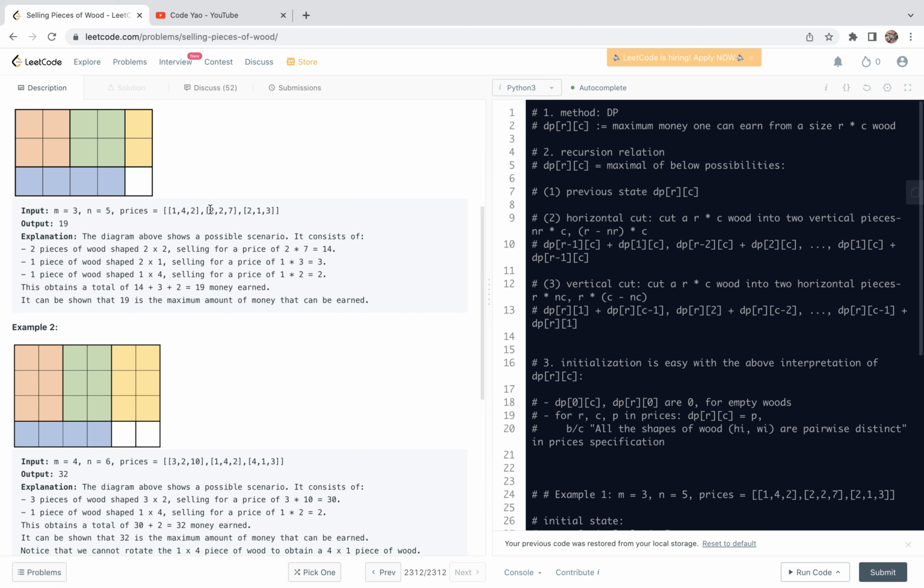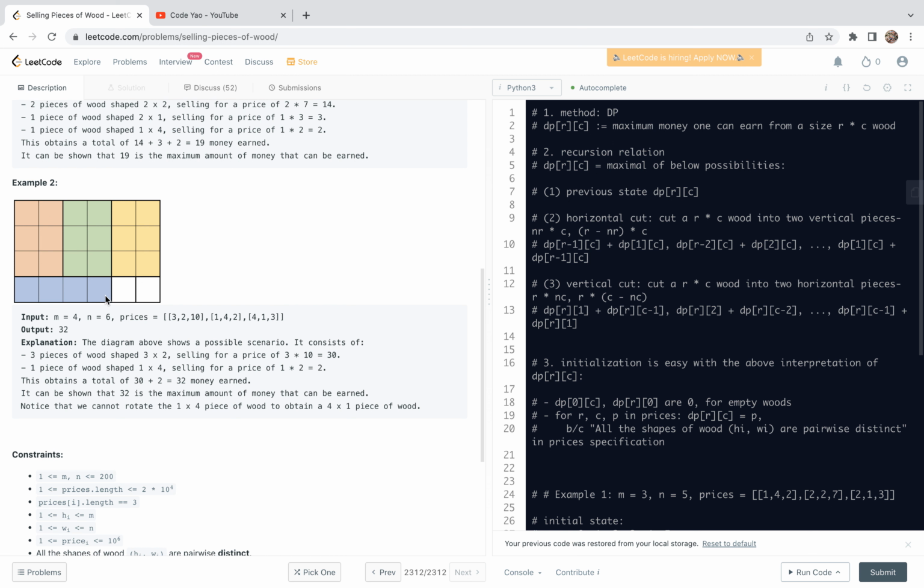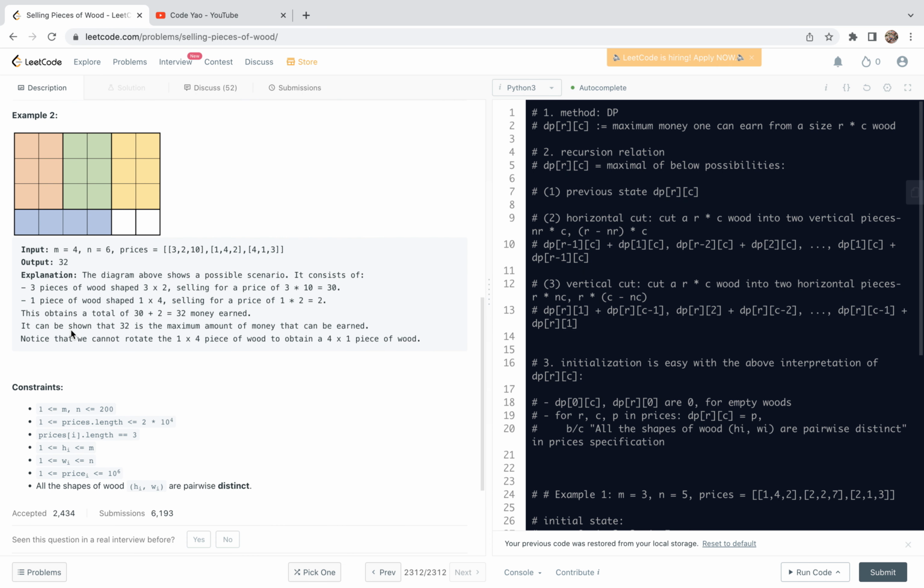Here are two examples. The wood size in example 1 is 3 by 5, and the prices specified for the smaller pieces are 1 by 4, 2 by 2, and 2 by 1. The output for this one is 19, with the explanations below. In example 2, the wood size is 4 by 6, and the pieces specified for prices are 3 by 2, 1 by 4, and 4 by 1, and the return is 32.